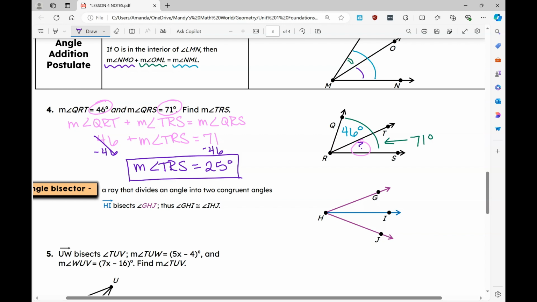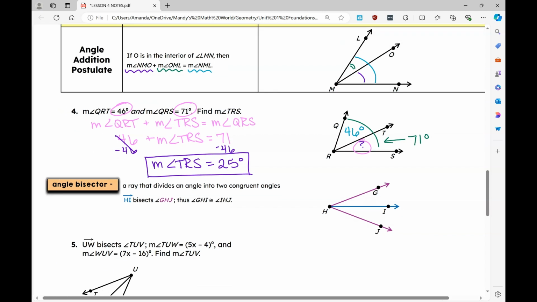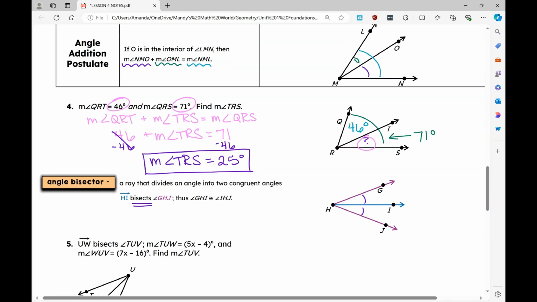Let's move on. Our next vocabulary term is angle bisector. An angle bisector is a ray that divides an angle into two congruent angles. So you can see ray HI bisects angle GHJ. Thus, angle GHI is congruent to angle IHJ. They're congruent angles. It bisects, that splits it in half.